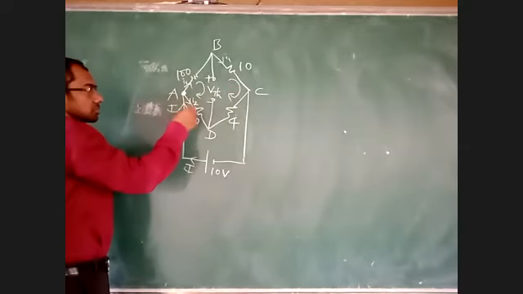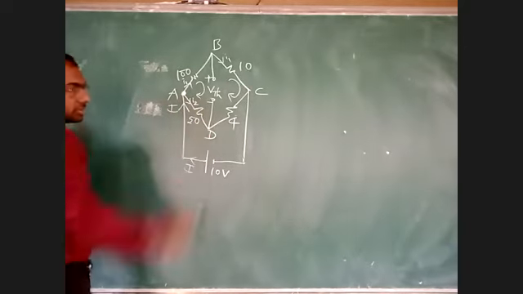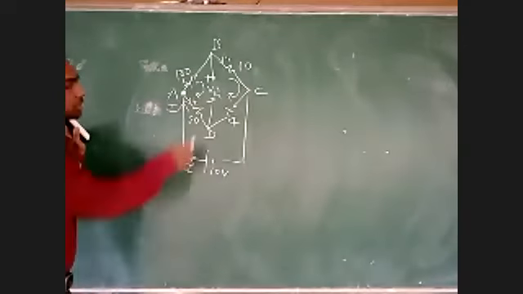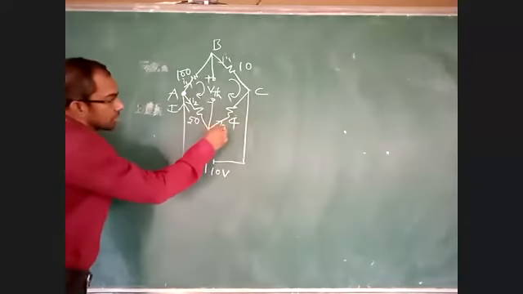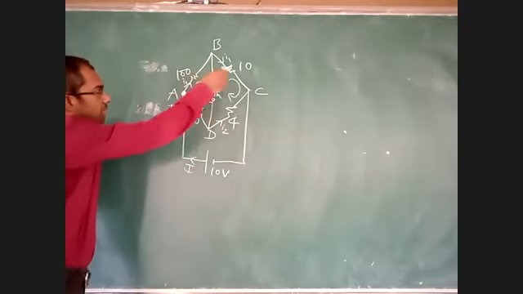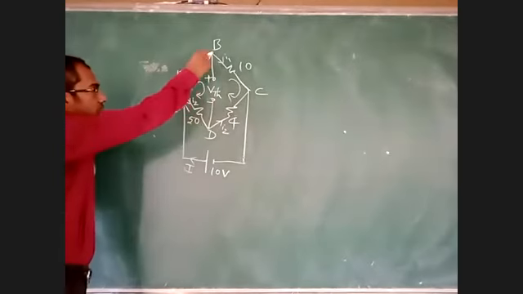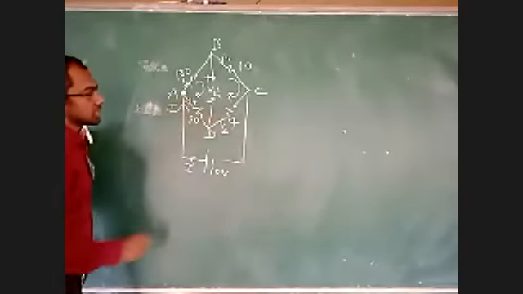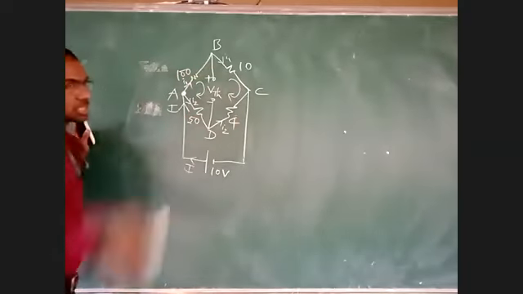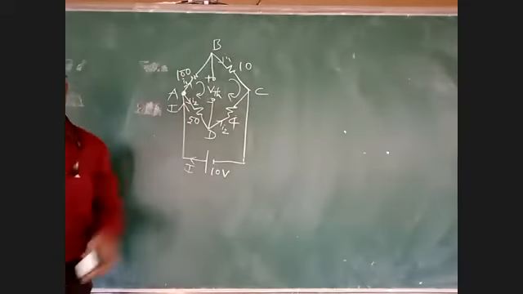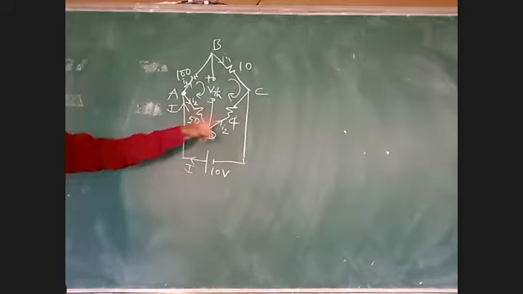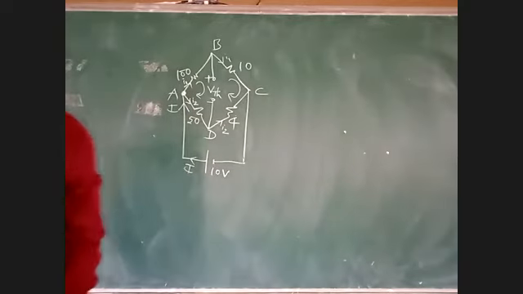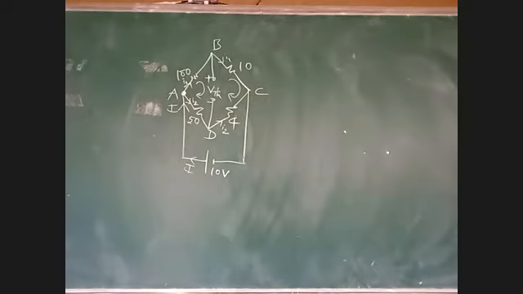Now see I2. Is current dividing at point B? No. 50 and 4 are in series, because there is no node here. Here also there is no node. Write down that 100 and 10 are in series. I1 is flowing in the 100 and 10, and I2 is flowing in the 50 and 4. 100 ohm and 10 ohm are in series, and 50 ohm and 4 ohm are in series.